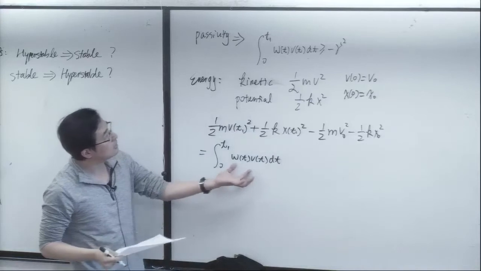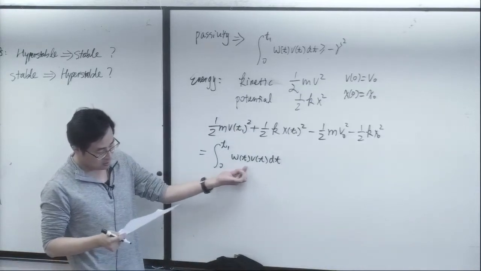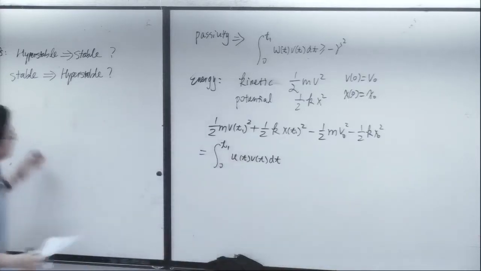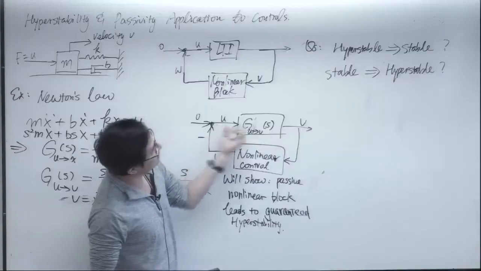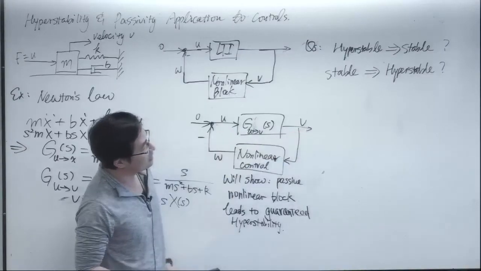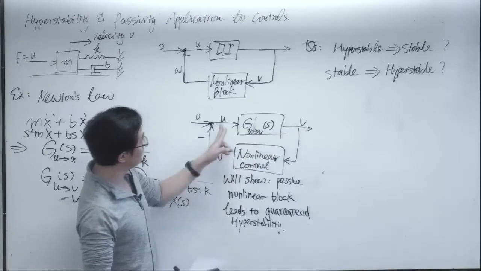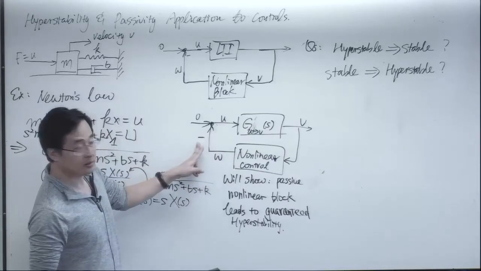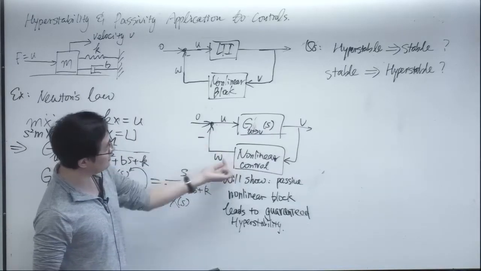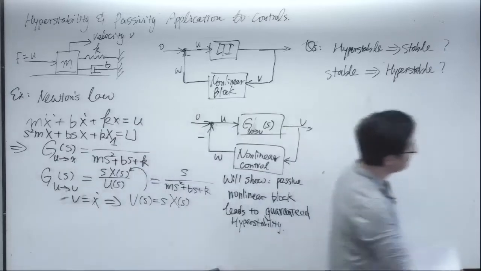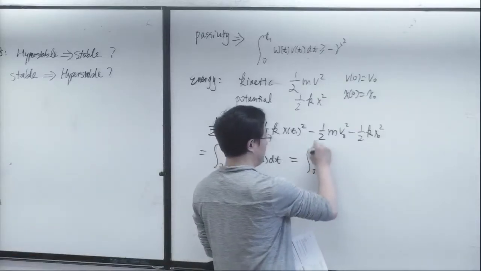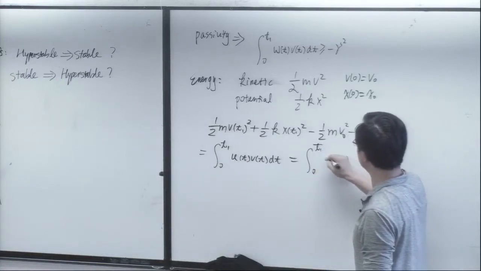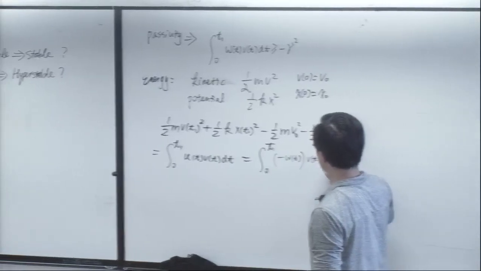And we know this term is the input u times v, then integrated. Right? This is the force, not w. There's a subtle difference between u and w because we are putting a negative sign. We are doing a negative feedback control law. Okay? So this is negative W V dt.